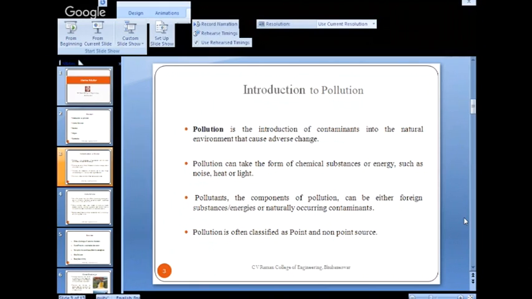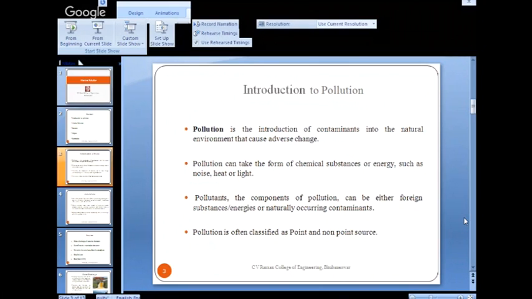As we all know, pollution is the introduction of different types of contaminants into the natural environment, which cause adverse changes, which is very hazardous for the different types of life forms existing on Earth. Now, it can be in the form of chemical substances or in the form of energy as well, like noise energy, heat energy or light energy. Pollution occurs generally in two ways, natural ways like forest fires and volcanic eruptions, and man-made, as we all know, urbanization of our cities and industrialization. So all this leads to pollution. Now basically it is divided into point and non-point source.